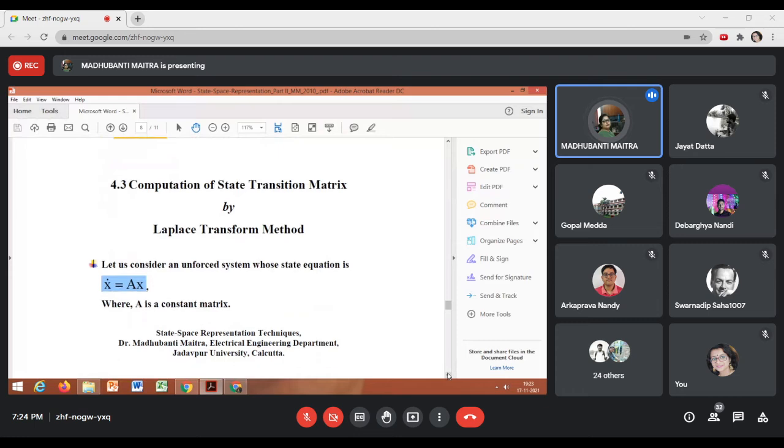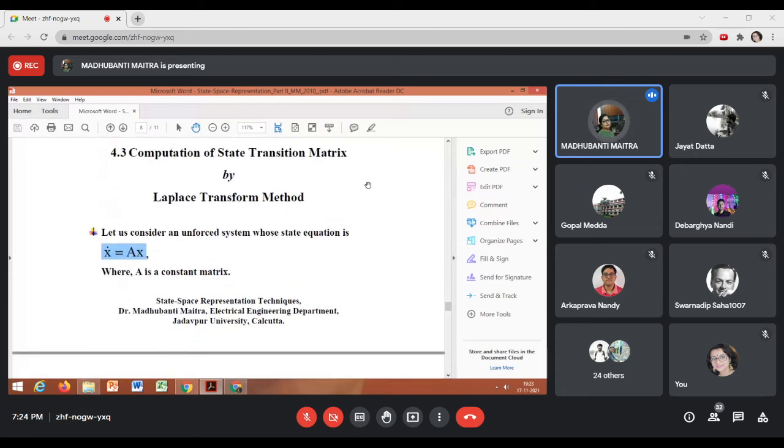Now, for the exam purpose, we'll use this method of computation, or if you want to evaluate the solution x(t), then it's better to go for this Laplace transform based method. So, computation of the state transition matrix by the Laplace transform method.